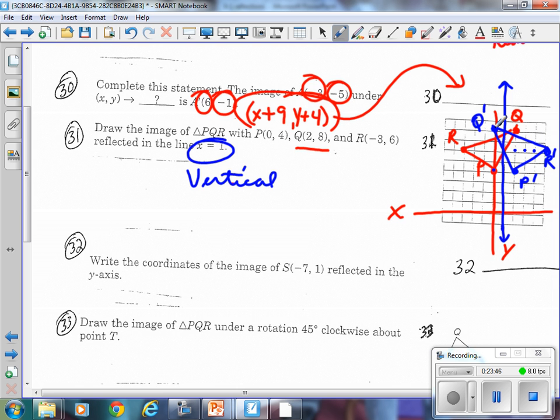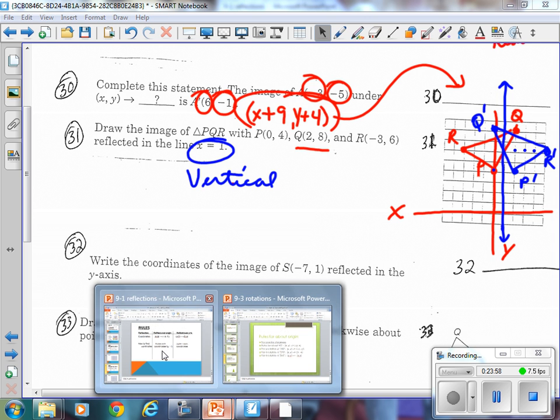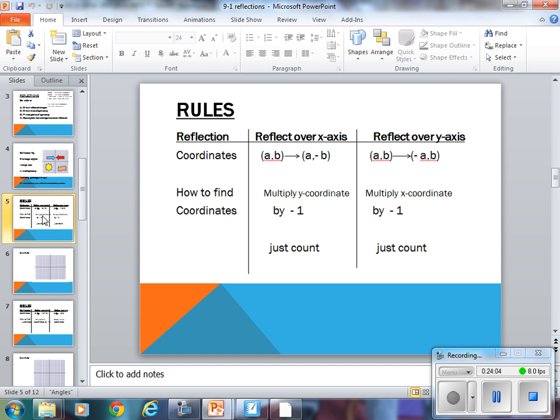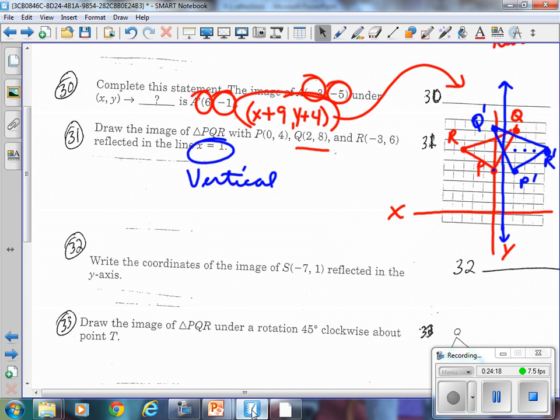32, write the coordinates of the image S, -7, 1 reflected in the y-axis. So again, if we go back to our notes, reflecting over the y-axis, that's not the one we want. Over the y-axis is right here. Looks like the coordinates stay in the same order, but you do the opposite of the first coordinate, the x-coordinate. So all we're going to do is take the opposite of this first one, which is going to make it 7. The second one stays the same, so our answer there is 7, 1.